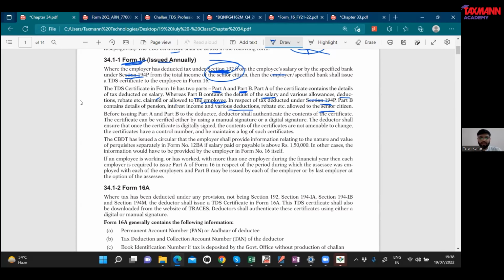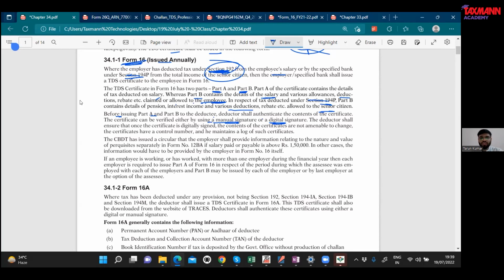purpose only, right? So before issuing Part A and Part B to the deductee, the deductor shall authenticate the contents of the certificate. Remember, there was a declaration at the end of the certificate that everything mentioned here is true and correct to the best of my knowledge. It can be verified either by using a manual signature or a digital signature. Like we have downloaded it without a digital signature, so we need to authenticate it by a manual signature.